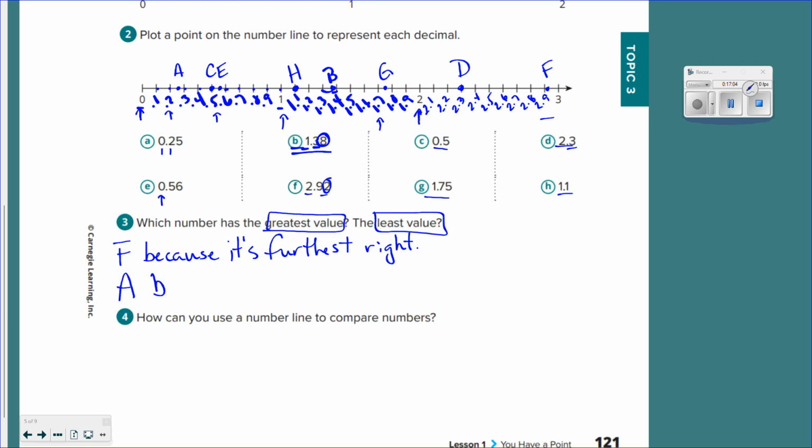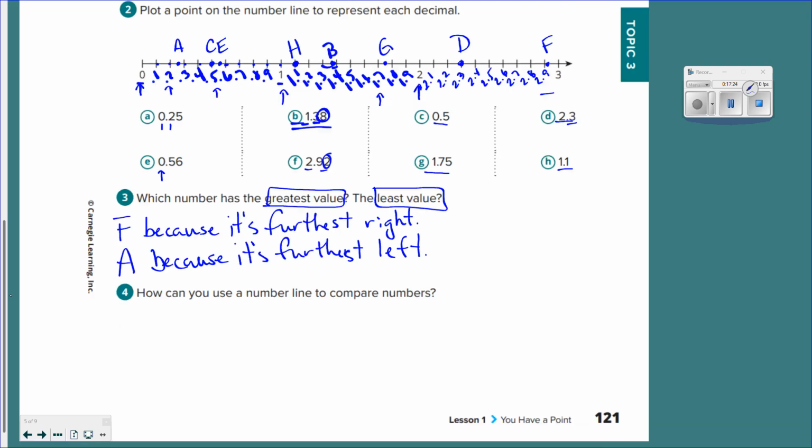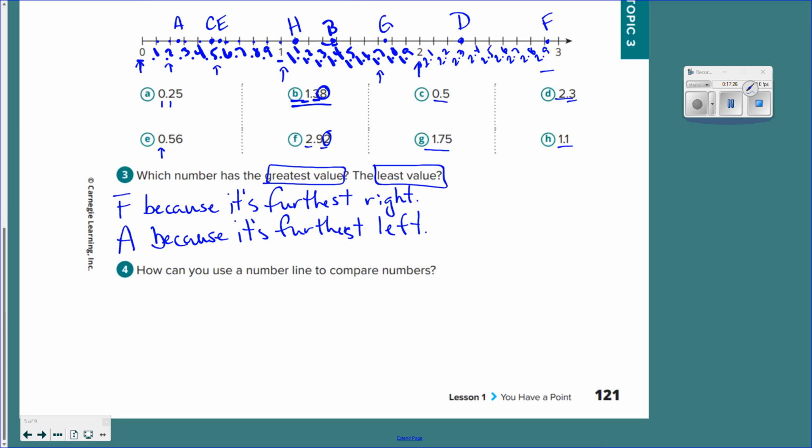So I hope you guys are catching what we want you to talk about when we are talking about which one has a bigger value. How do I use that number line to compare numbers? The biggest value will be to the right. The least value will be to the left. So least is left. Greatest is right.